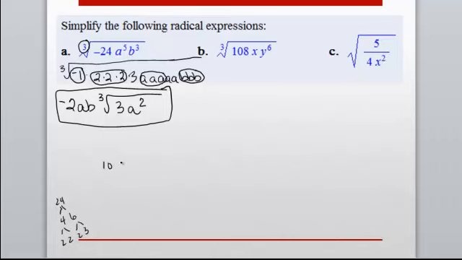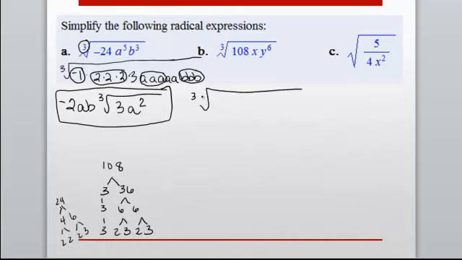Okay, so we have 108. That would be 3 times something. 3 times 36. 3 times 6 times 6. 3 times 2 times 3 times 2 times 3. So we have the cube root of 2 2's, 3 3's, and x, and 6 y's.